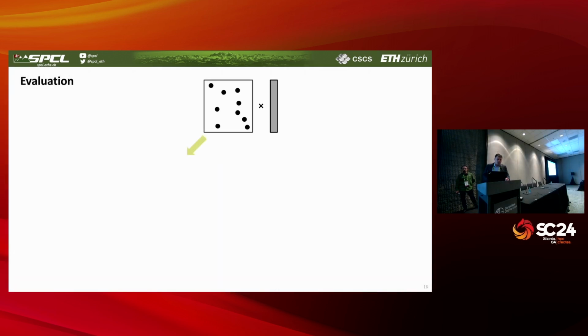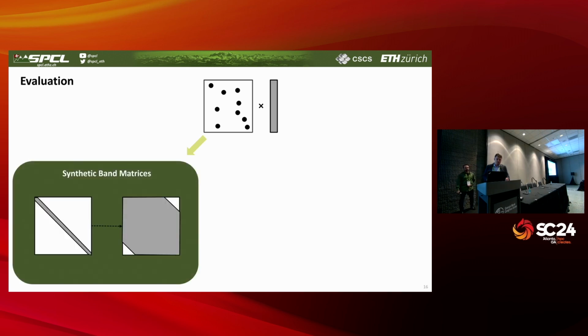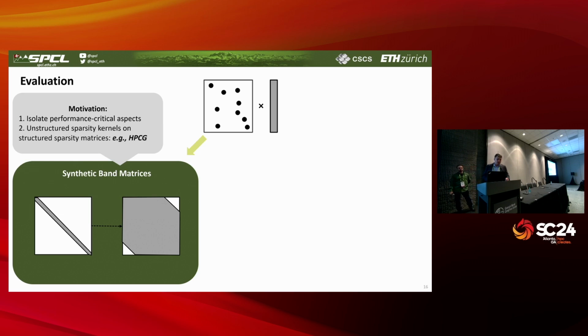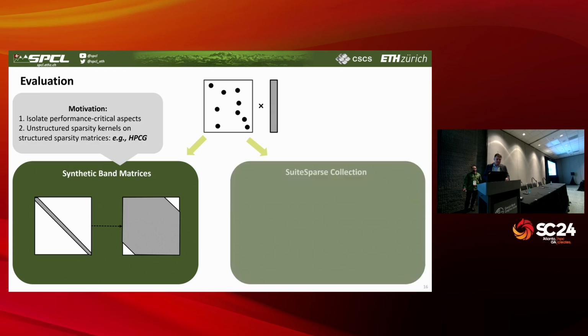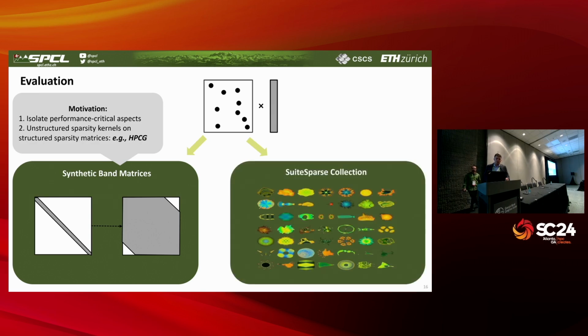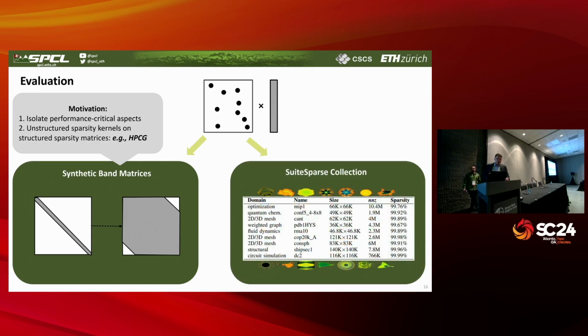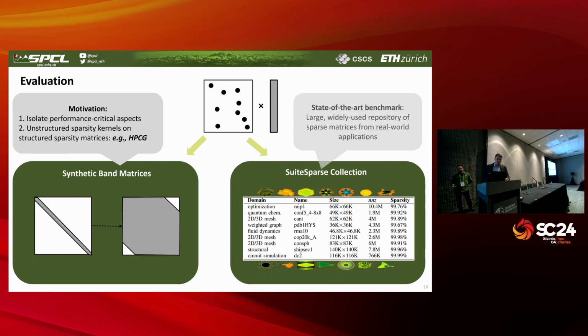We perform our evaluation on two types of matrices. First are the synthetic band matrices that go from nearly diagonal to dense matrices. The motivation for that is to isolate performance-critical aspects and remove the randomness from real-world applications. Furthermore, an example is HPCG, where unstructured sparsity kernels are evaluated on structured sparsity matrices. Secondly, we evaluate on the SuiteSparse matrix collection, which are large-scale real-world applications, and in the presentation we show 9 representative matrices.